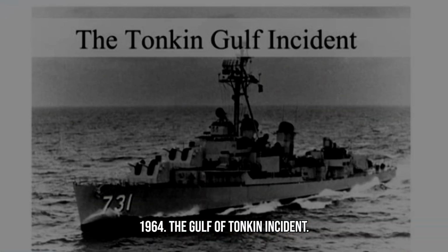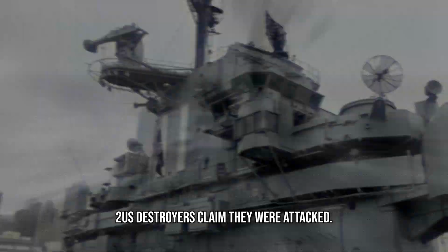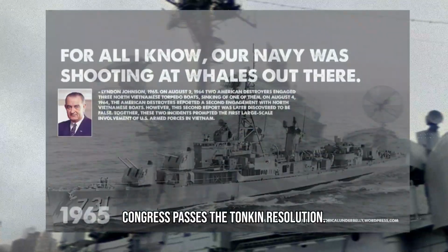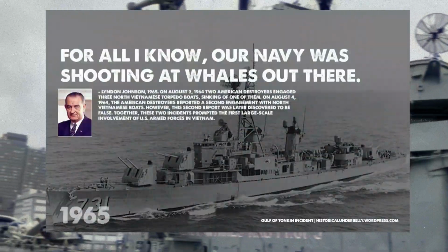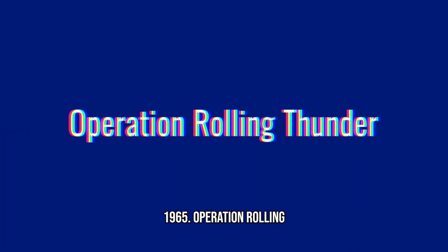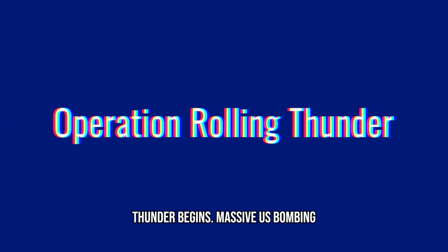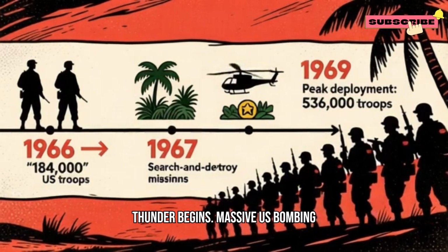1964, the Gulf of Tonkin incident. Two U.S. destroyers claim they were attacked. Congress passes the Tonkin Resolution, giving President Lyndon Johnson a blank check for war. 1965, Operation Rolling Thunder begins. Massive U.S. bombing across North Vietnam.